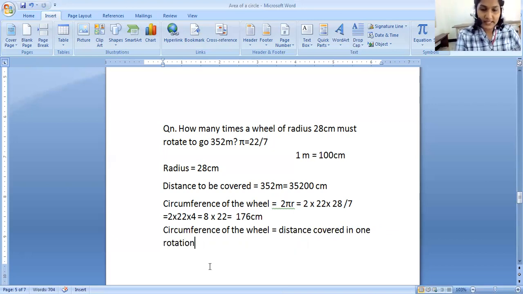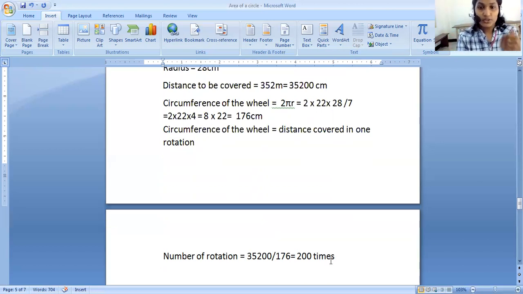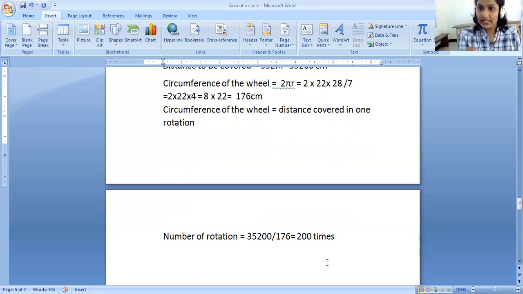The circumference of the wheel will give you the distance covered in one rotation. So in one rotation it will cover 176 centimeter. Then to cover 35,200 centimeter, how many rotations do we need? We just divide 35,200 by 176. Then you will get 200 times the wheel has to rotate to cover a distance of 352 meter, or 35,200 centimeter.